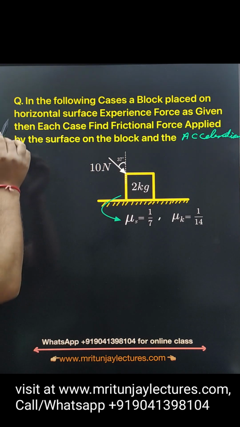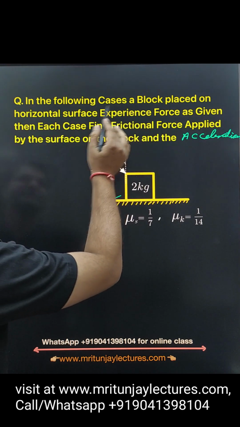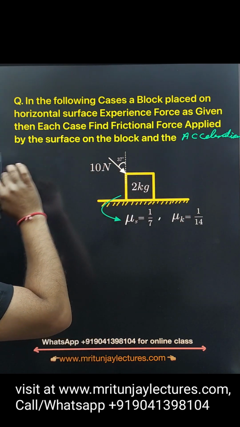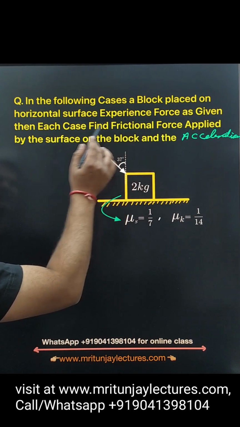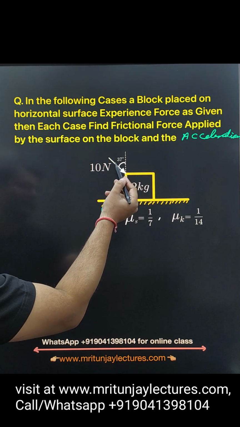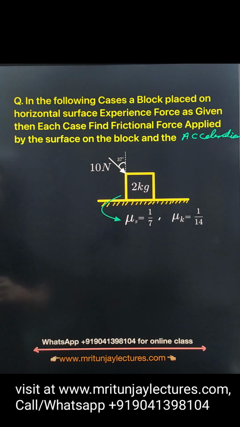Now, question of the day. According to the question, in the following case, a block is placed on a horizontal surface, like that one, and experiences a force as given. That is a 10 Newton force at an angle of 37 degrees from the vertical.